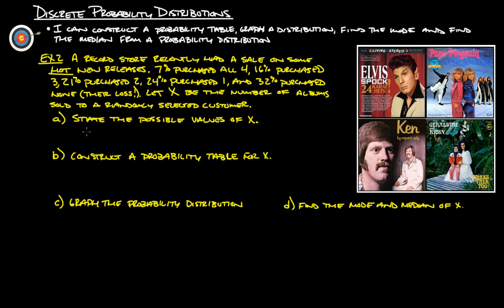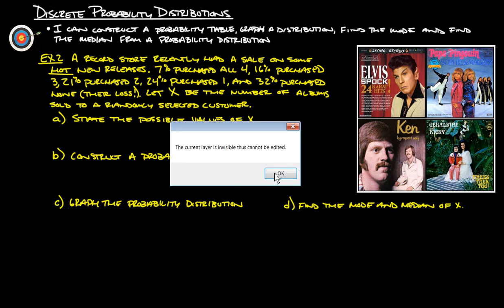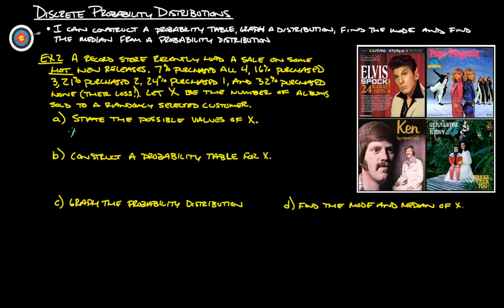Basically, it's how many albums could these people have bought if you were to walk into the store. X could equal, actually, 0, 1, 2, 3, or 4 could be all of the possible outcomes.